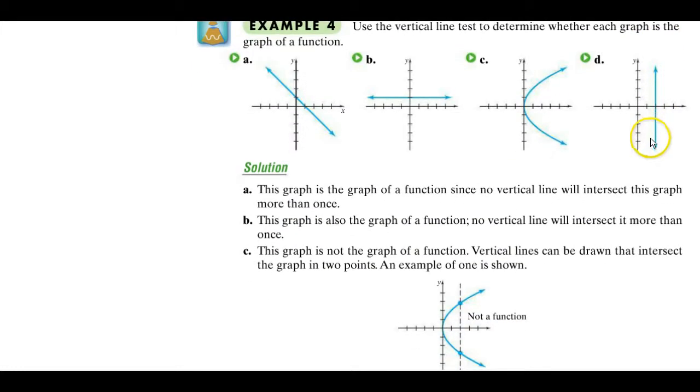So we have some examples. Again, you're going to be moving this vertical line over the face of the graph.